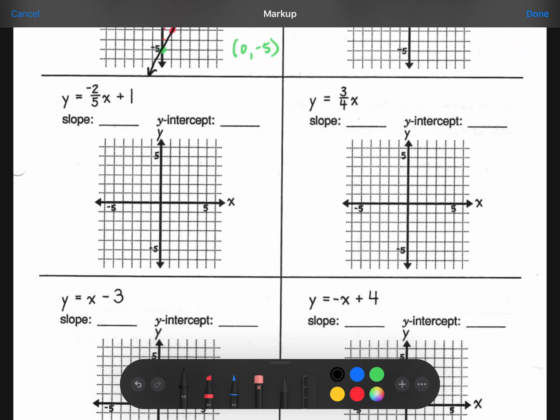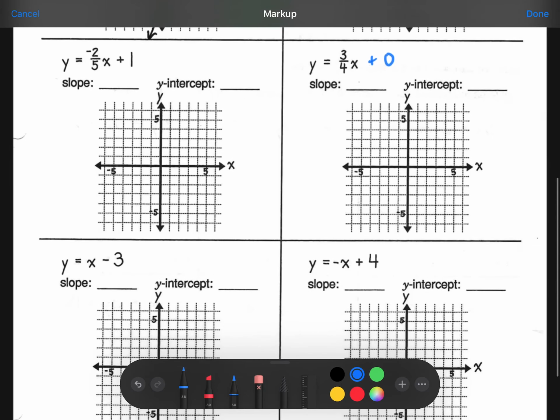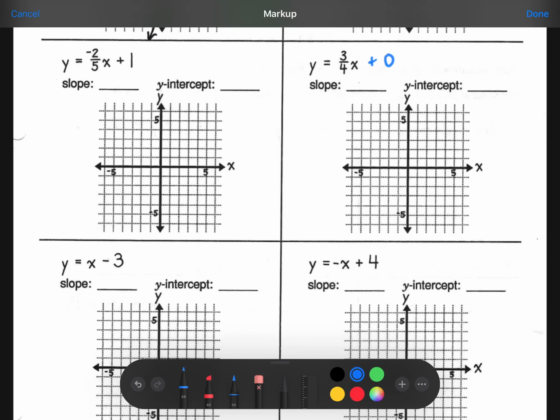Now, notice that here we don't have a y-intercept. That's okay. Just add plus 0 and that will help you get started. Also, don't forget that when we have no coefficient, it's like having a 1 here. So take your time, do your best, and find me on Hangouts if you have any questions.